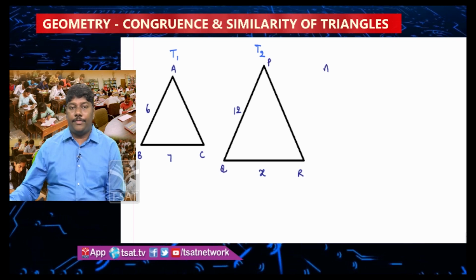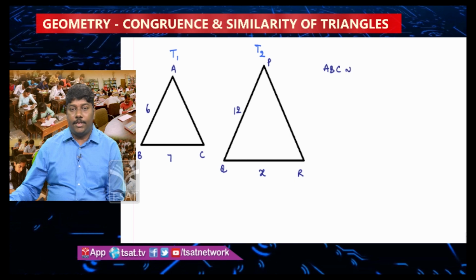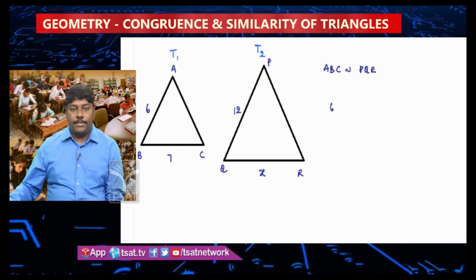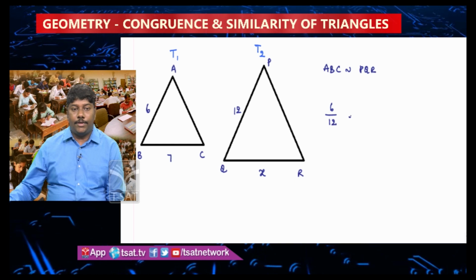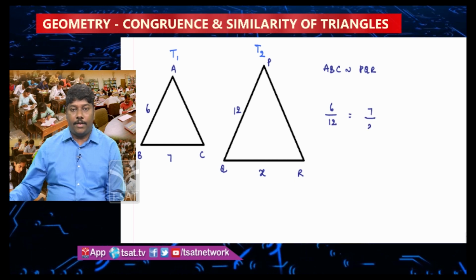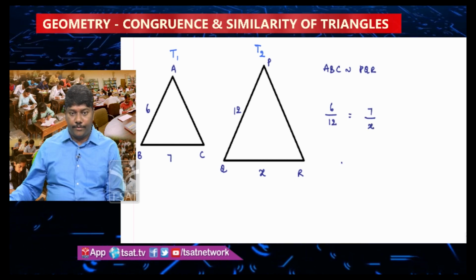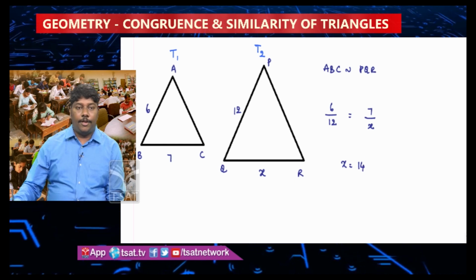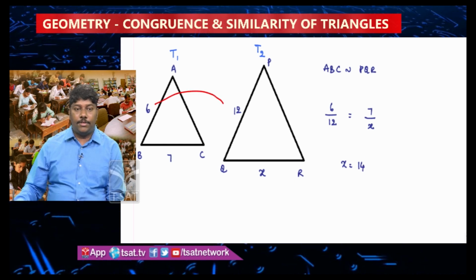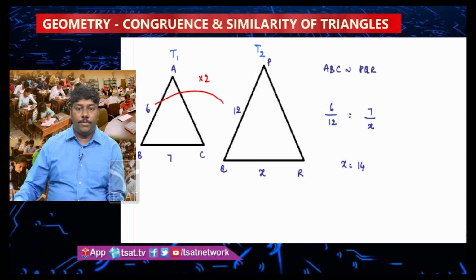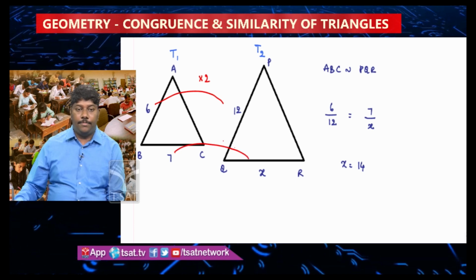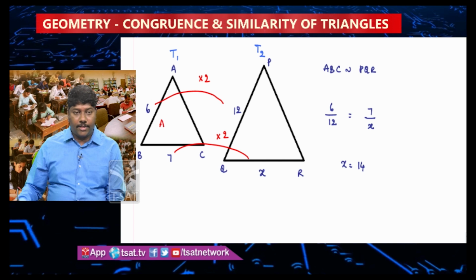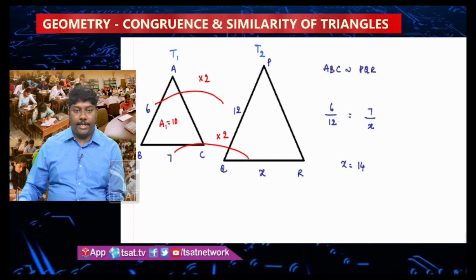I am giving you triangle ABC is similar to triangle PQR. What can you take? 6 by 12 is equal to 7 by x. Therefore, x is equal to 14. See here, normally if 6 becomes double, 12, 7 becomes double, 14. Suppose area 1 is equal to 10, then what is area 2?